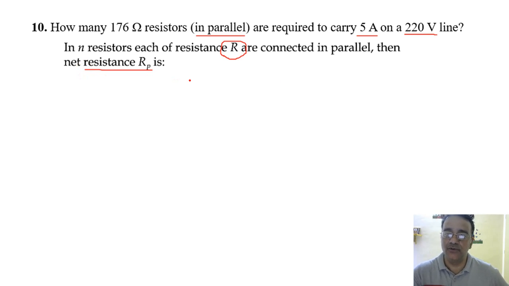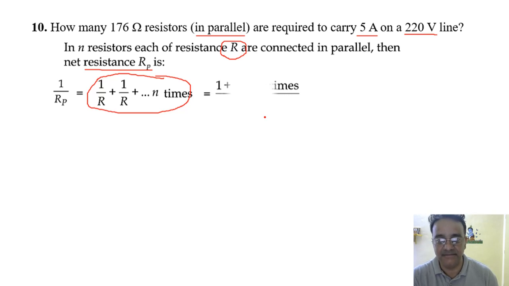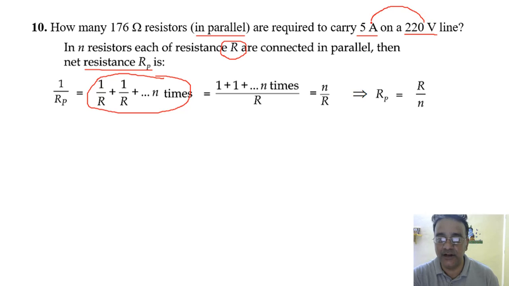Rp. So how will you write the formula? 1 upon Rp is equals to 1 upon R plus 1 upon R plus 1 upon R up to n times. So this will become n into 1 upon R, that is n by R, because the whole denominator is the same: 1 plus 1 plus up to n, so it will be n by R. Right, so what will Rp be? Rp is R by n, capital R by n.